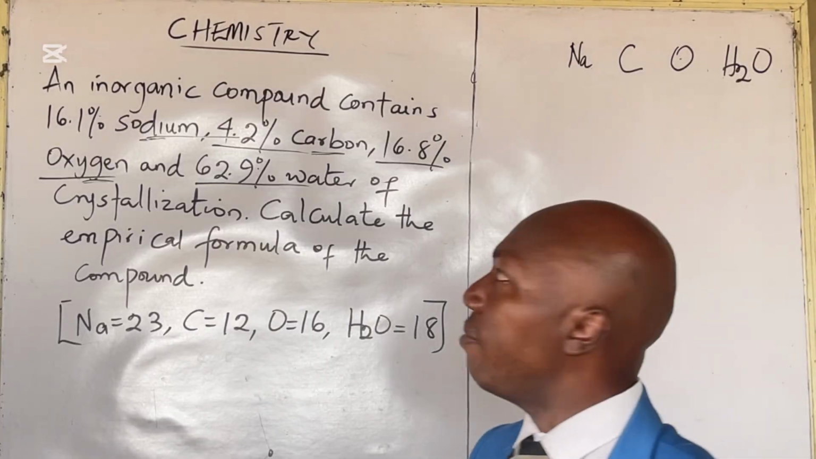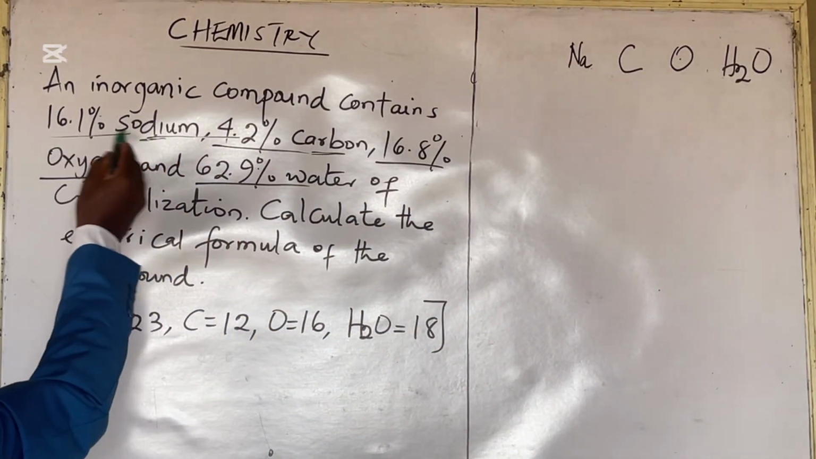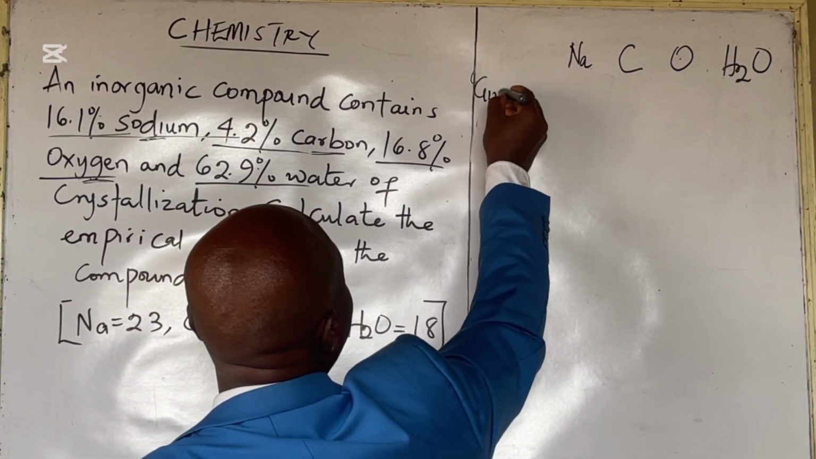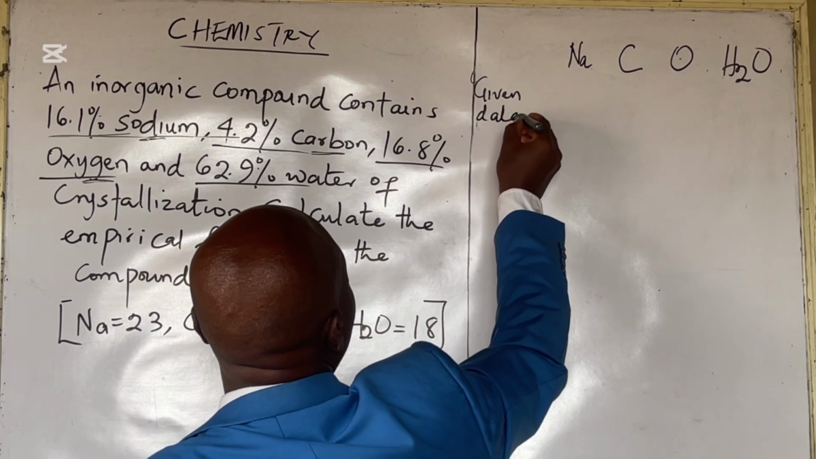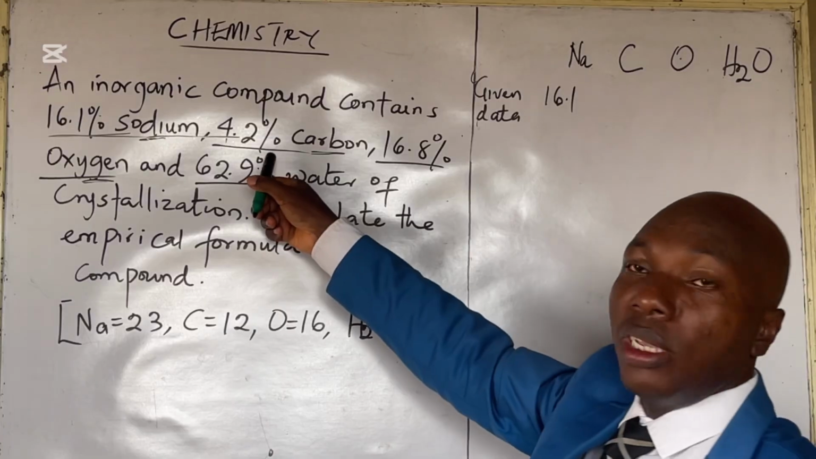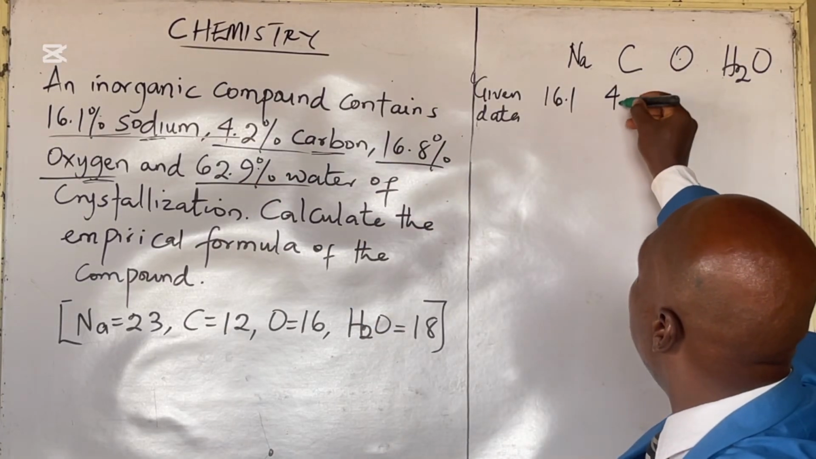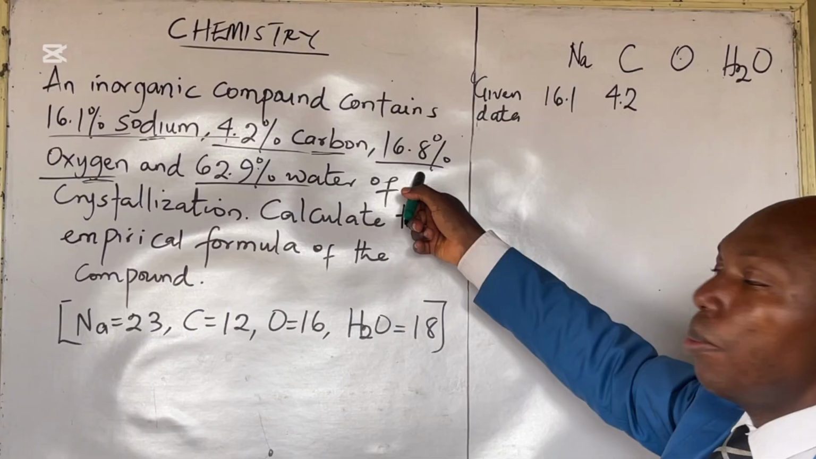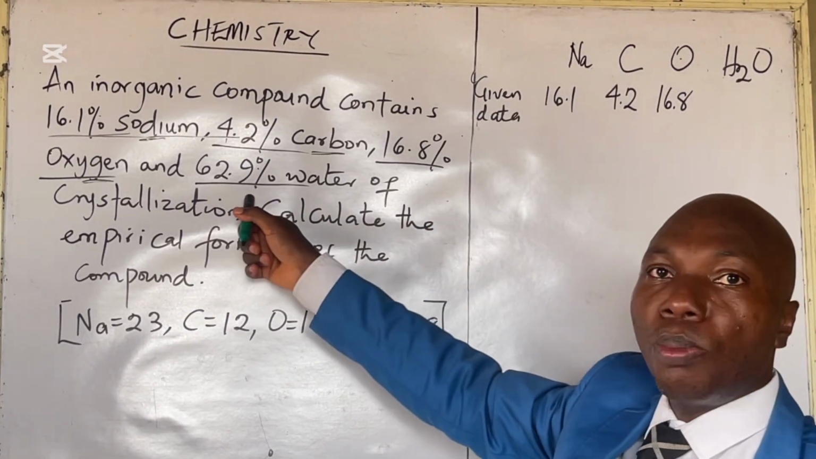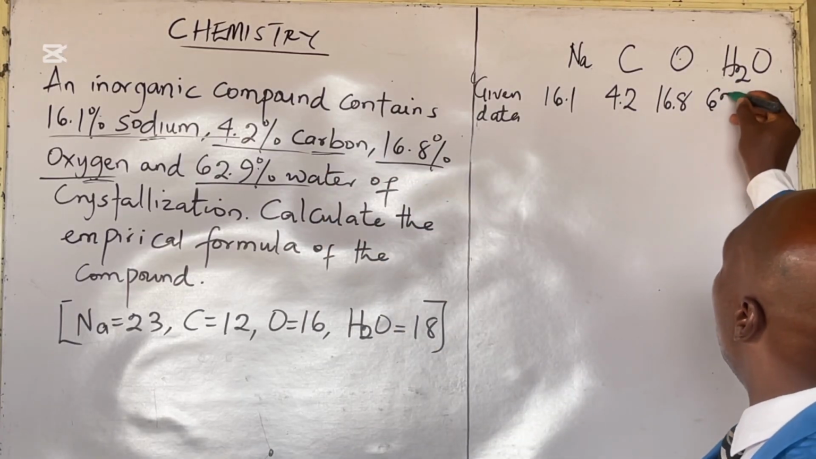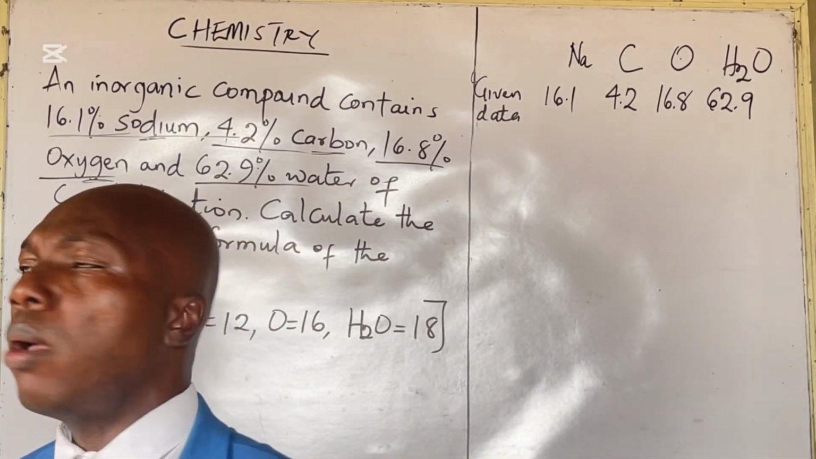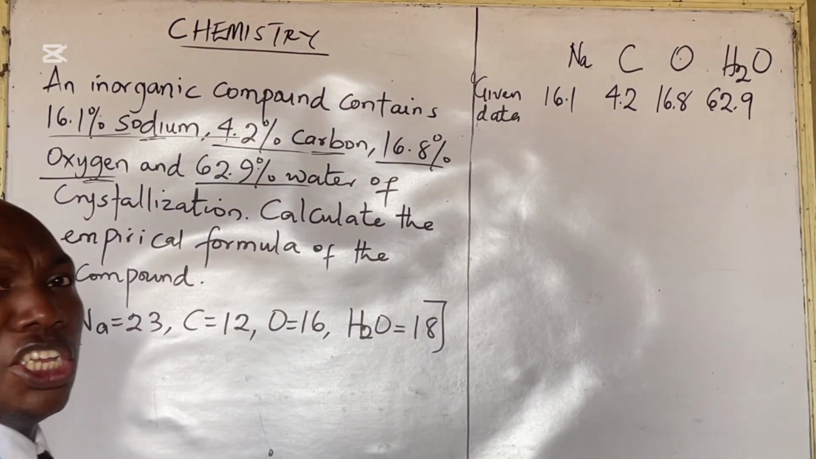So in the question we were given the data: 16.1% sodium. So we say given data. The first one is 16.1% sodium. The next one is 4.2% carbon. The next one is 16.8% oxygen. And the last one is 62.9% water.